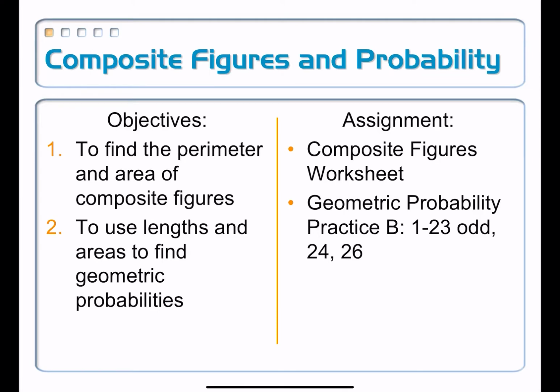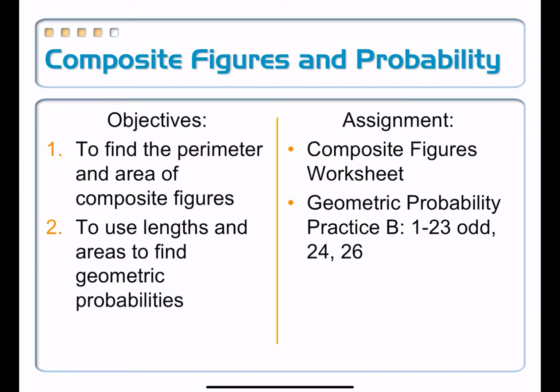So here we are at the composite figures and probability lesson, and we have two objectives: to be able to find the perimeter and the area of composite figures. Composite figures are some sort of strange figure that is composed of smaller, more basic shapes that we could name, like, oh, it's got triangles and rectangles and squares in it. Number two, we will use lengths and areas to find geometric probabilities.